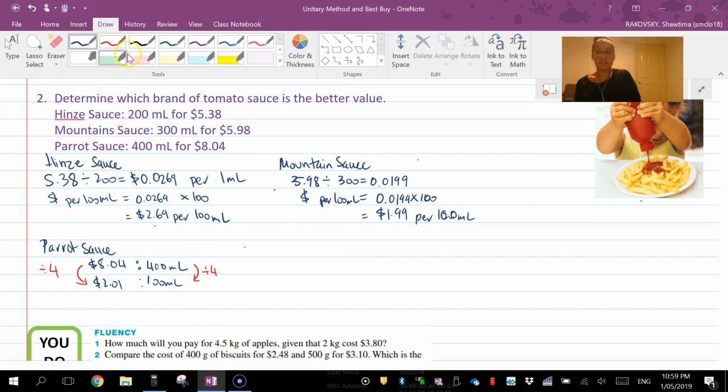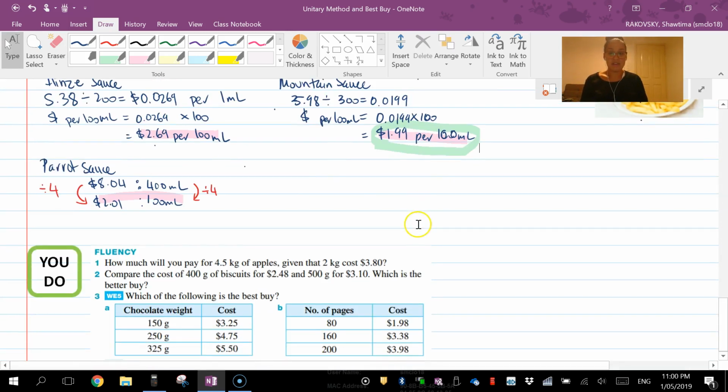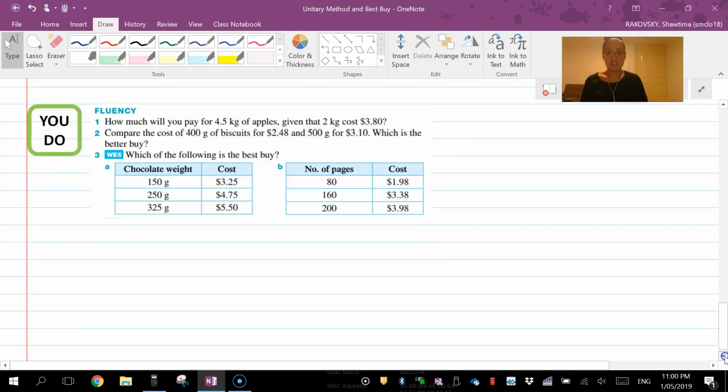So what we can have a look at here is that we can make a decision. They're all our cost per 100 mils. But this one here is our cheapest, and by 2 cents. So you would make your statement. Mountain sauce is $1.99 per 100 mils, which is 2 cents cheaper than the next sauce, parrot sauce, at $2.01 per 100 mils. So you'd write your final statement there. You then have your questions here that you need to do as well.